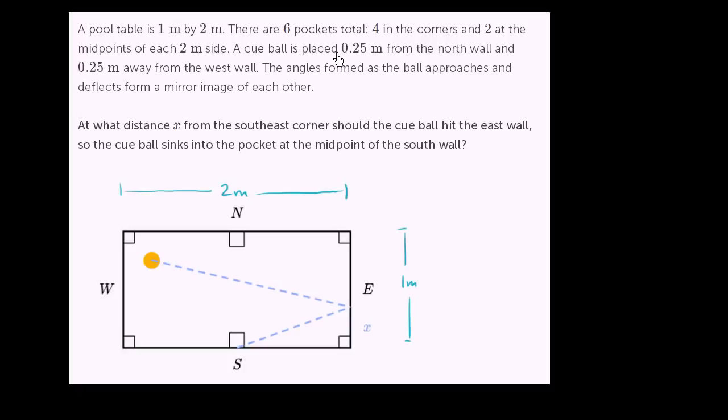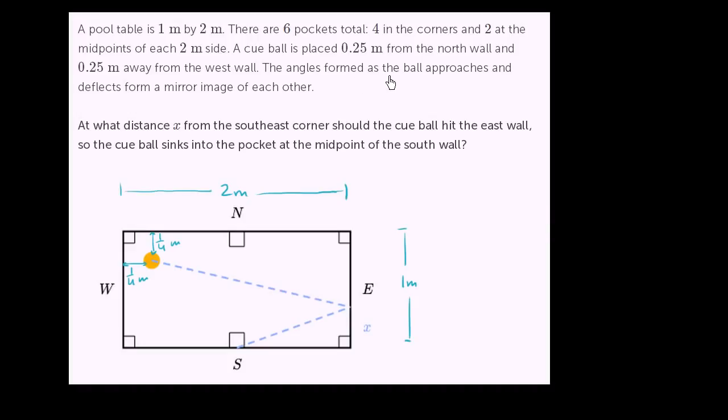A cue ball is placed 0.25, or a quarter meter, from the north wall and a quarter meter away from the west wall. So this distance right over here is a quarter meter away from the north wall. So this is 1/4 of a meter. And this distance right over here is also 1/4 of a meter. So that's the distance from the west wall.